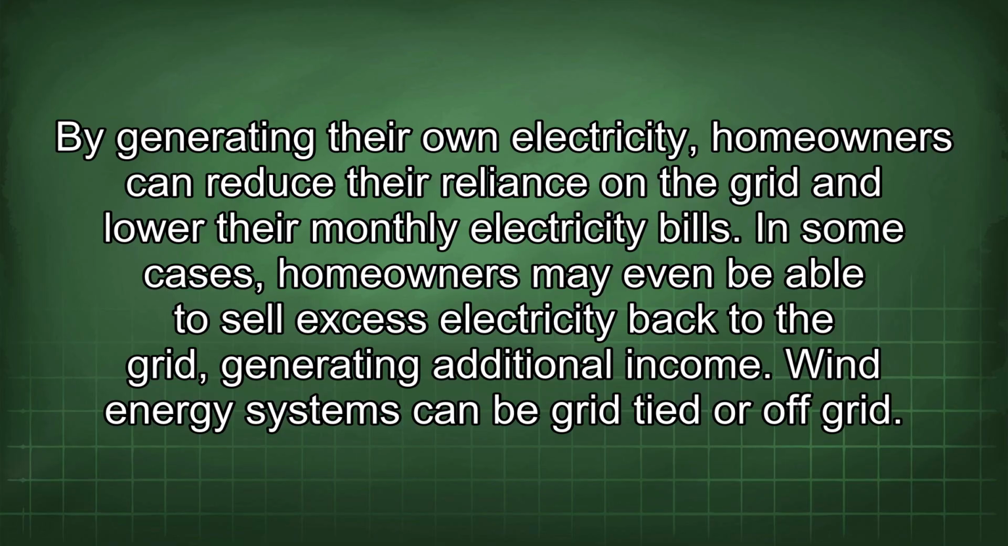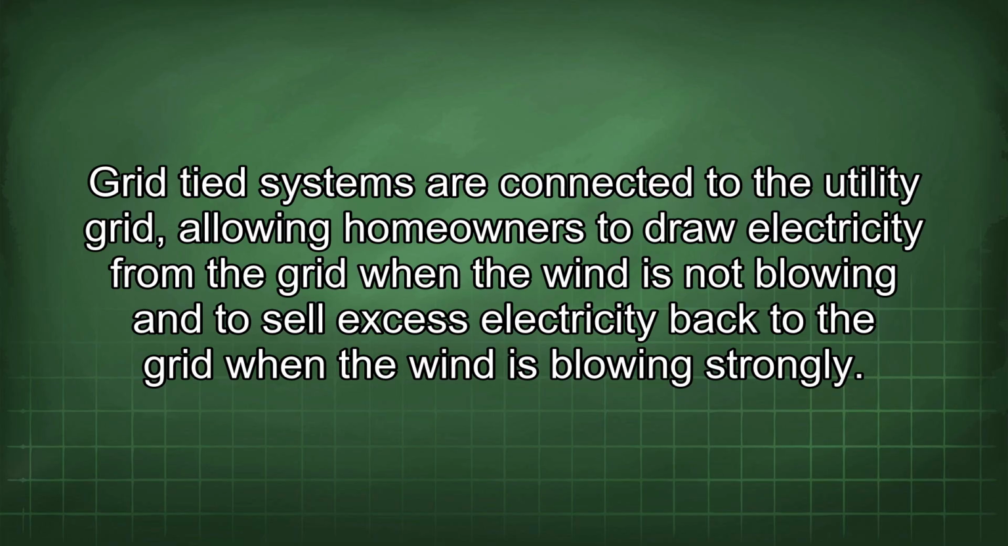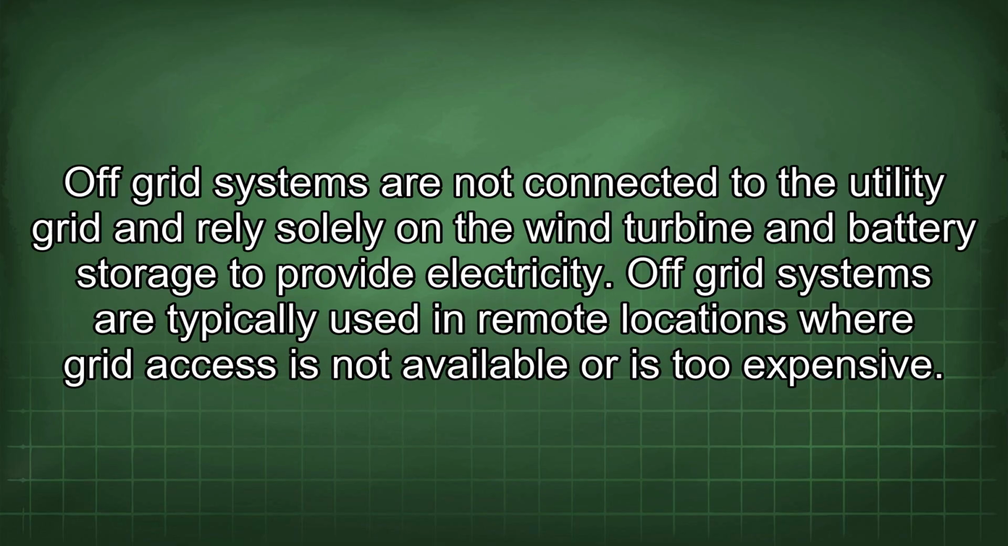Wind energy systems can be grid-tied or off-grid. Grid-tied systems are connected to the utility grid, allowing homeowners to draw electricity from the grid when the wind is not blowing and to sell excess electricity back to the grid when the wind is blowing strongly. Off-grid systems are not connected to the utility grid and rely solely on the wind turbine and battery storage to provide electricity. Off-grid systems are typically used in remote locations where grid access is not available or is too expensive.